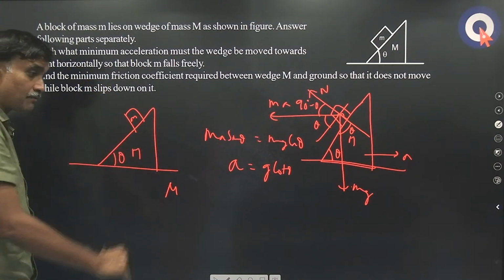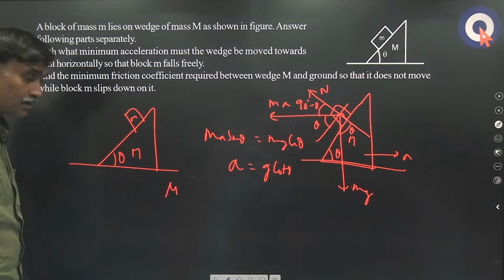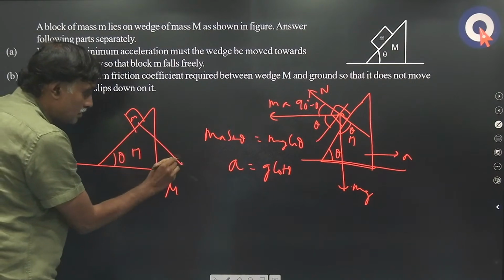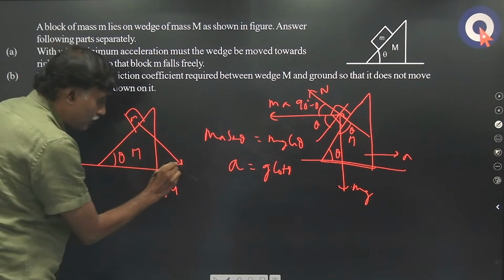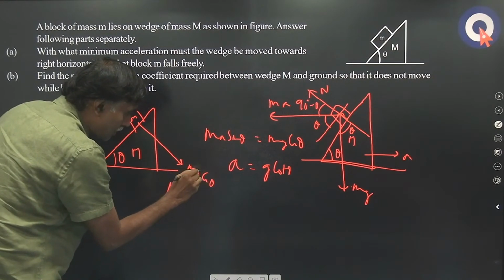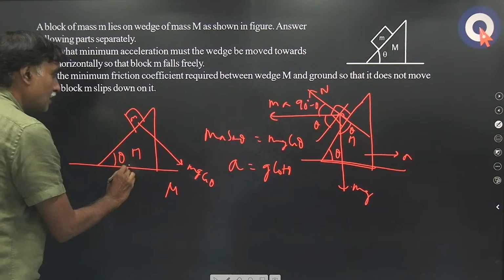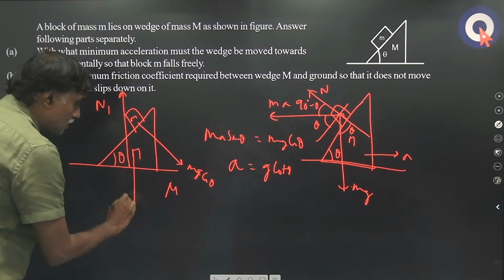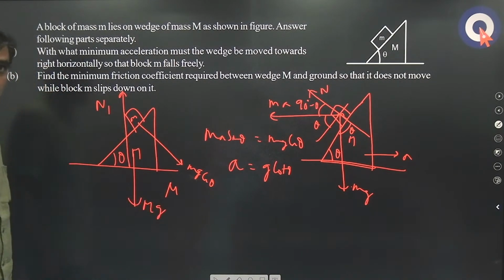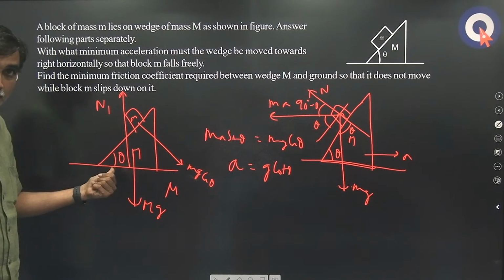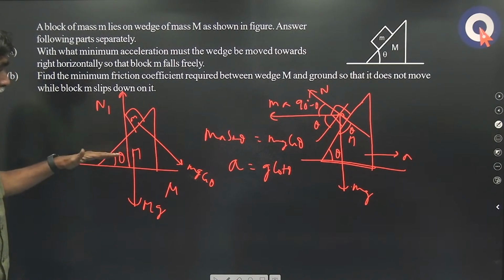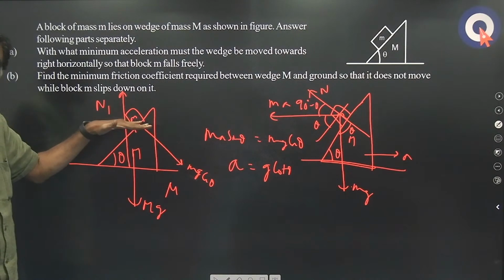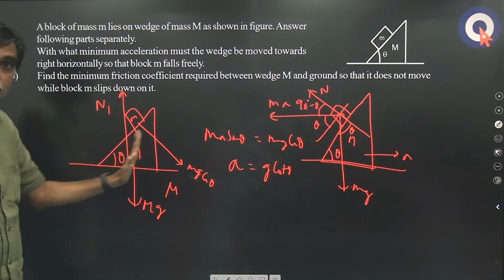So if I equate the net force in this direction to 0, what normal force do we get? Small mg cos theta. Now if I write down forces on the wedge, what are the forces on the wedge? That is the normal force by small m on capital M, which is small mg cos theta, and the other one is the normal force by ground, let us say N1, and capital Mg downwards. So these are the forces acting on capital M other than the frictional force between capital M and ground. Now if the horizontal component of this mg cos theta is greater than limiting friction, this wedge will move.